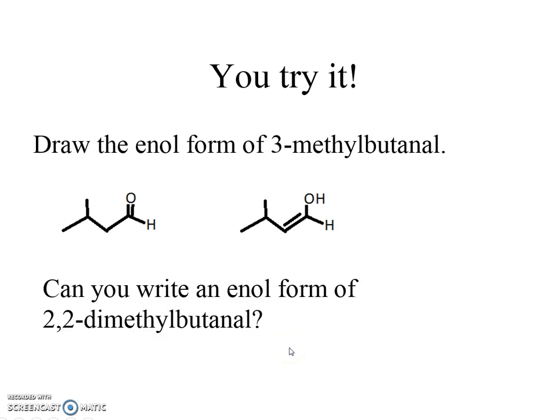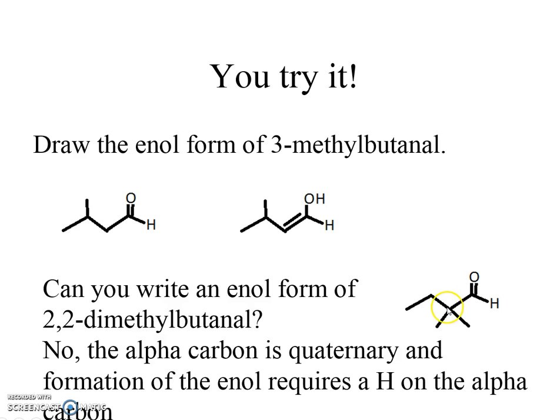Can you write the enol form of 2,2-dimethylbutanal? Well, this is 2,2-dimethylbutanal. Can we form an enol? No, we can't. There's no hydrogen here on the alpha carbon. The alpha carbon is quaternary. No proton is there to move. So you cannot form an enol when you don't have a hydrogen on the alpha carbon. Keep that in mind in future reactions because you'll have to recall this when we are doing reactions.